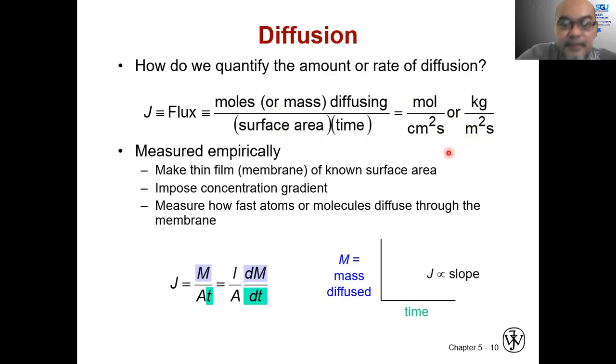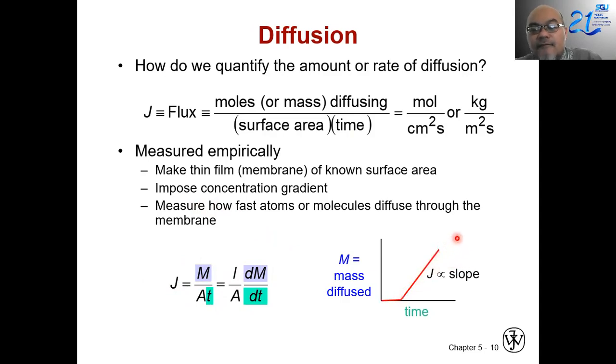It is usually measured empirically: make a thin film or membrane of known surface area, then impose a concentration gradient, then measure how fast atoms or molecules diffuse through the membrane. Here we have the flux, equal to the mass or mole divided by the area per unit time, or 1/A dM/dt. dM/dt is the rate of mass that travels per unit second towards the depth of the material.